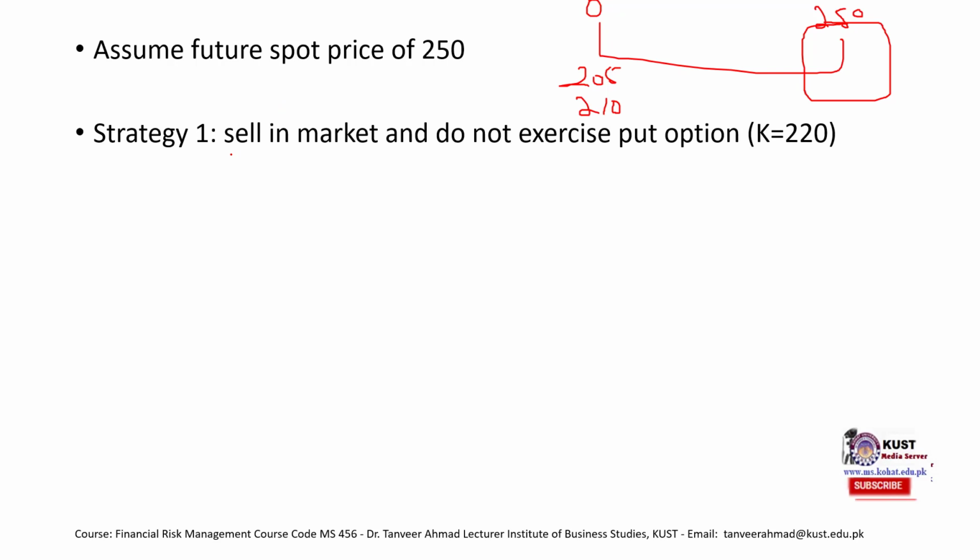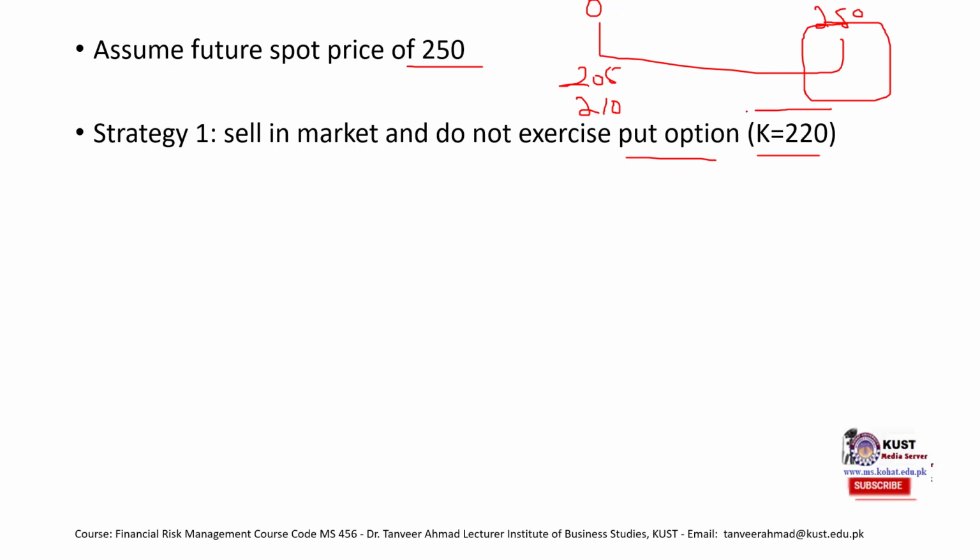In strategy 1 you had bought a put option, and what do we mean by a put option? We are going to sell this asset, and at what price did we agree to sell that asset? That was 220. So what would we do? Would we exercise this put option or not if the market price is 250? Obviously we would not. Why is that so?